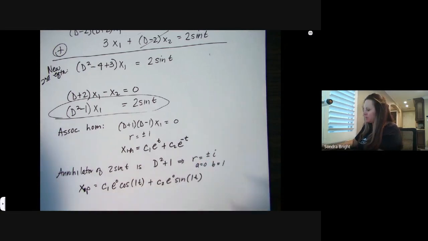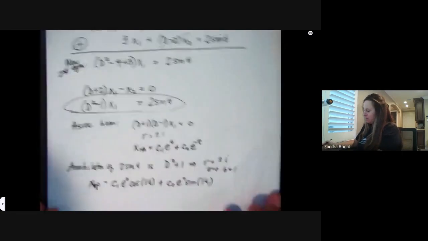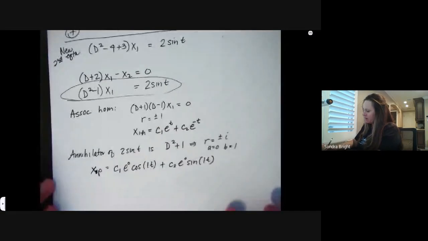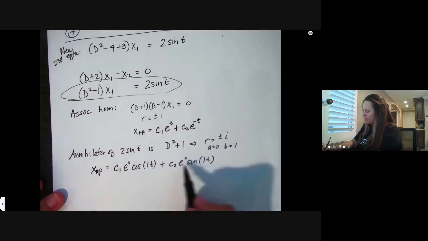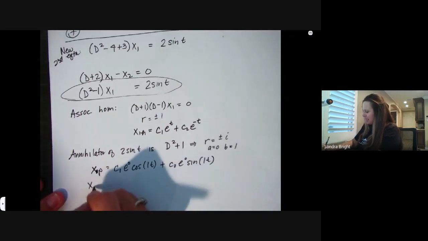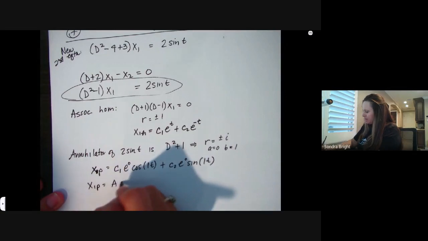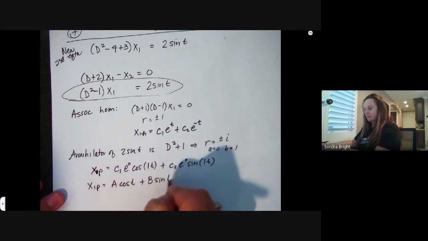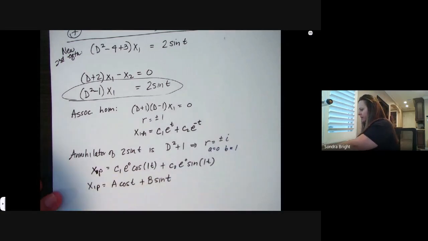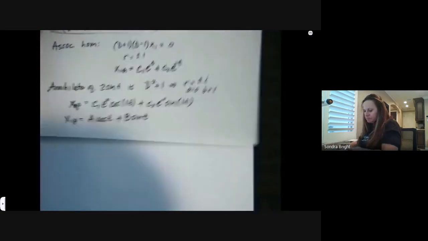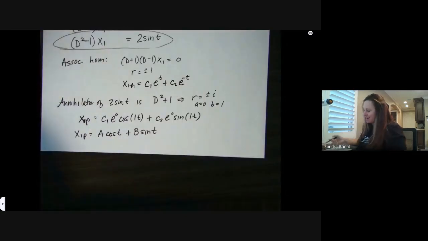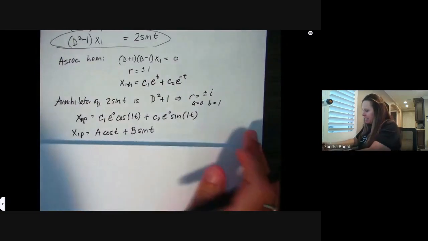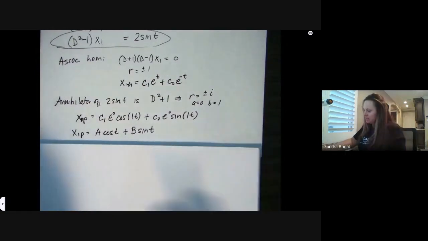And then if you remember, we're going to need to take the derivatives of this and stuff. So I'm going to rewrite this. e to the 0 is just 1. The c1 and c2 I'm going to replace with a's and b's. So this is an a times cosine of t plus a b times sine of t. So that's x1 particular. Now, in order to solve for this, I need the first derivative and the second derivative, because I'm going to be plugging them into this equation here to be able to solve for it.